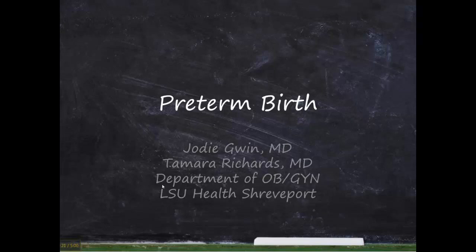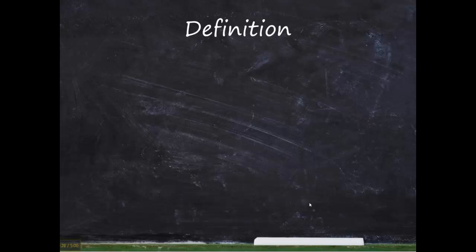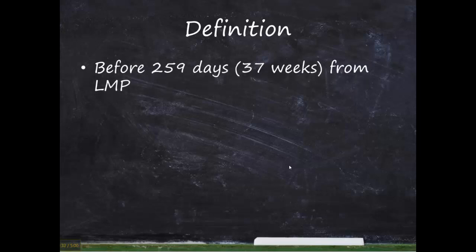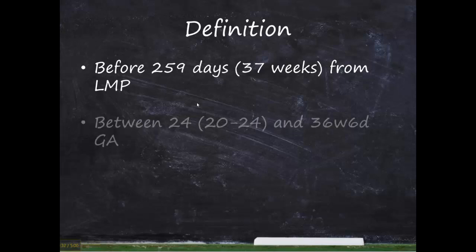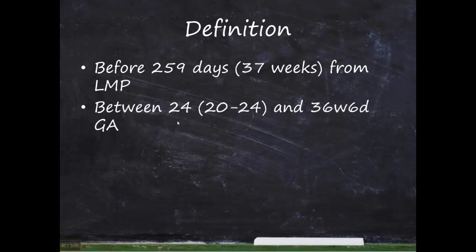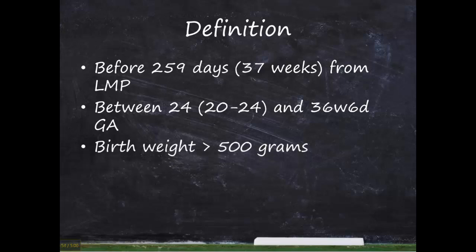So we're going to start with the definition of preterm birth. The definition is typically what we describe as birth prior to 37 weeks gestation. Others describe it as before 259 days from the last menstrual period. Alternatively, it has been described as birth between 20 to 24 weeks and 36 weeks and 6 days of gestation. The cutoff of 20 weeks gestation was previously used because this is when quickening was first felt. Alternatively, if gestational age is unknown, a birth weight of greater than 500 grams has previously been used to define fetal viability.